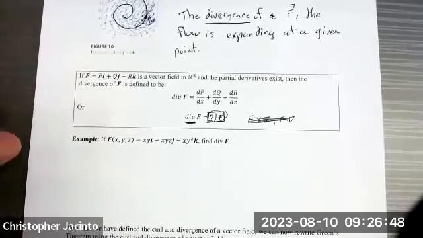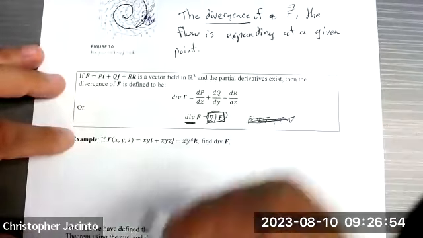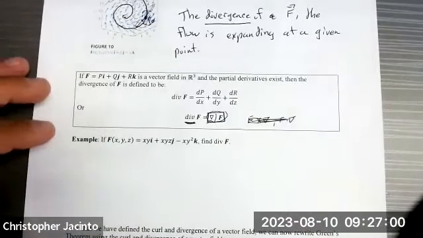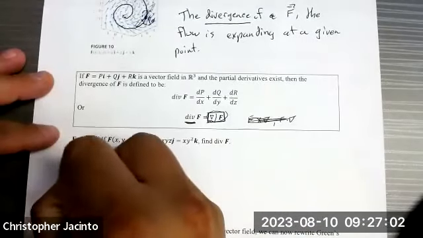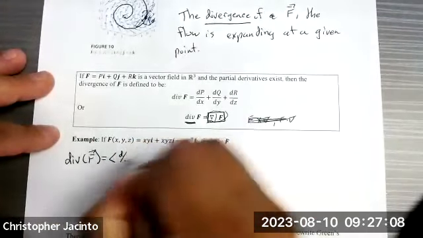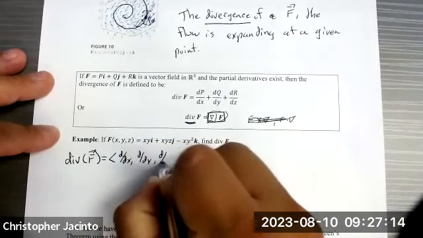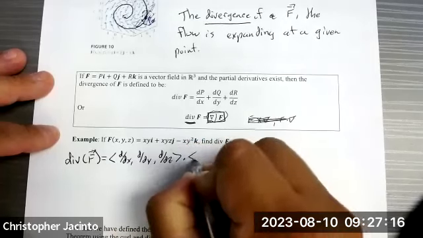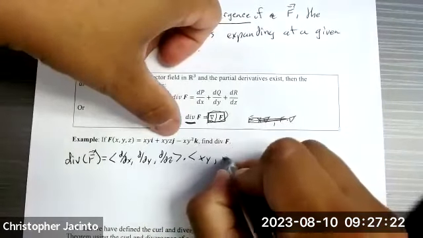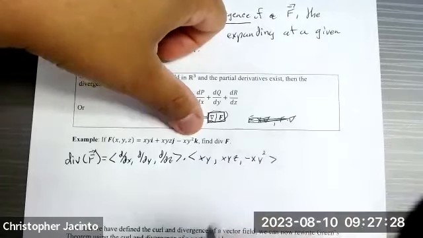Okay, so let F be a vector field, find the divergence of F. So now we're just going to do the dot product instead of the cross product. So remember, how do we do dot product? It's much easier than the cross product, right? So the divergence of F is going to be the gradient dotted with the vector field. So in vector format, it's just going to look like this.